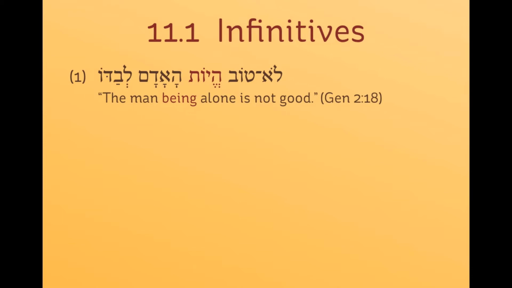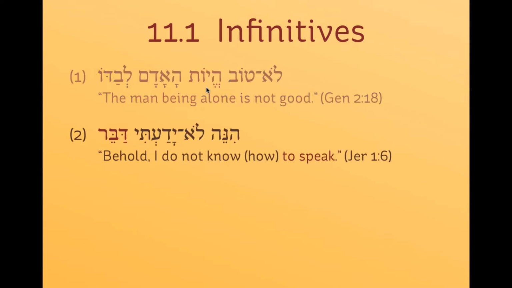And like any noun, it can be the subject of the verb, as in number 1. I'll read it. Lo tov hayot ha'adam levado. Not good, and what is not good? The man being alone. This whole phrase, introduced by the infinitive, is the subject of what is not good.